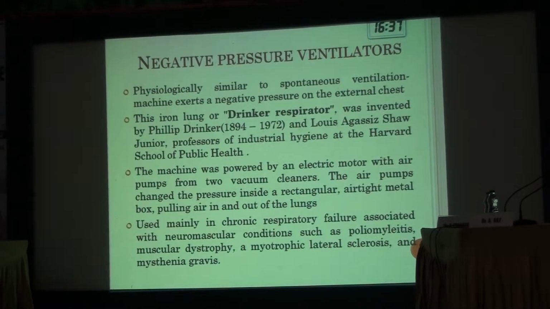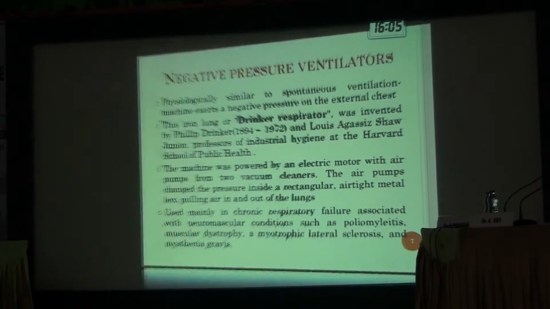The first negative pressure ventilator was developed way back in 1894 in that era by Philip Drinker, and it was known as the Drinker respirator. Associated with him was Louis Agassiz Shaw Jr., and both were professors of industrial hygiene, mind you, at the Harvard School of Public Health. The machine was powered by an electric motor with air pumps from two vacuum cleaners. The air pumps changed the pressure inside a rectangular, airtight metal box, pulling air in and out of the lungs.